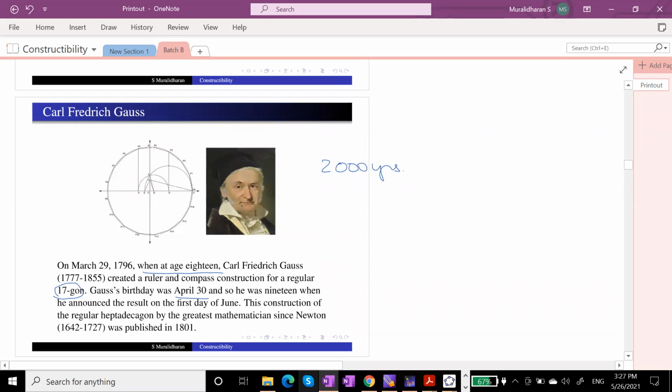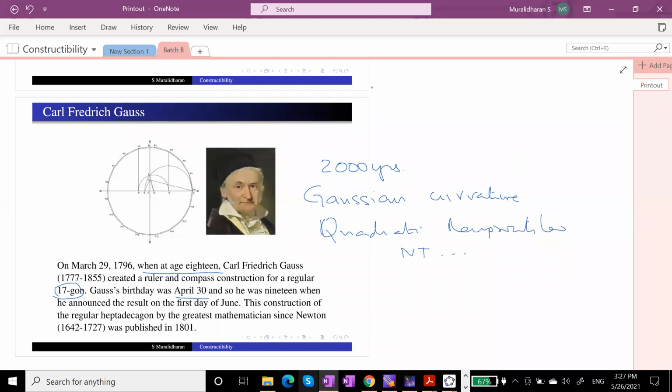There are lots of things attributed to his name. There is something called the Gaussian curvature, which comes in calculus. There is the quadratic reciprocity law, which comes in number theory, and so many other things. He also contributed a lot to physics, and Gauss was a child prodigy.